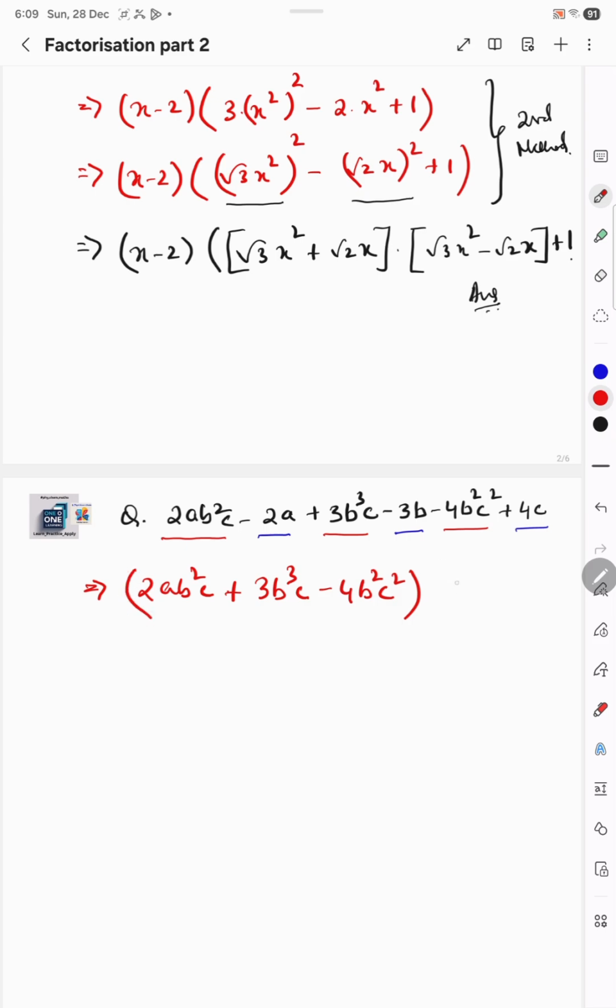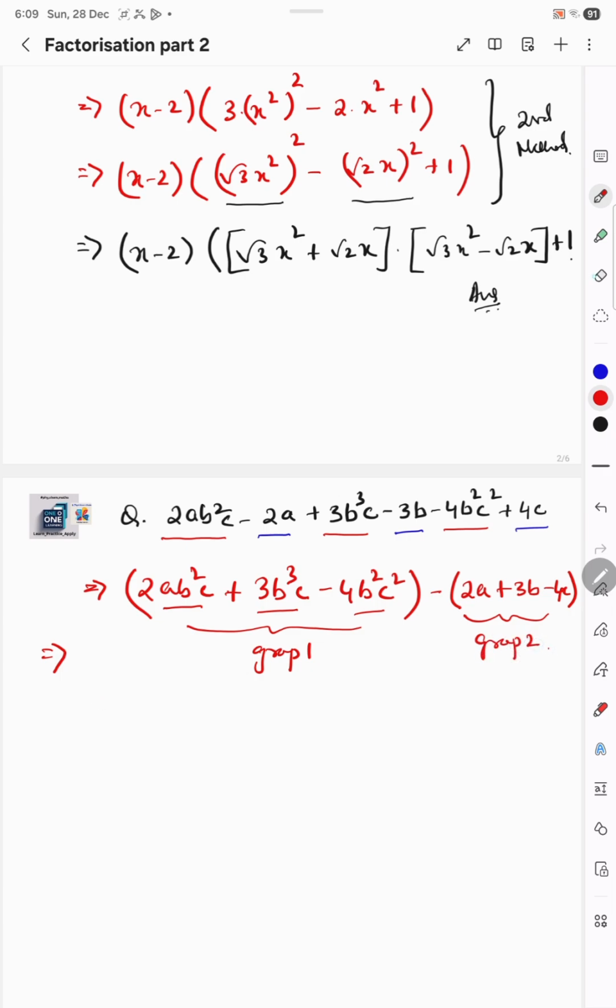And then we can take the second group as, so we'll have 2a plus 3b minus 4c. So this becomes our second group. So now see, from this ab square c we have b cube c, we have b square c square. So we can take b square and c common from this group. So this becomes our group 1, this becomes our group 2.